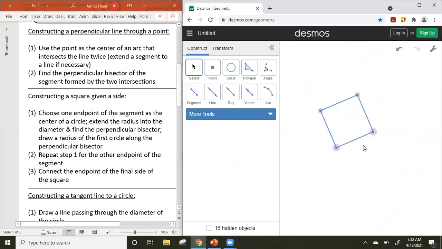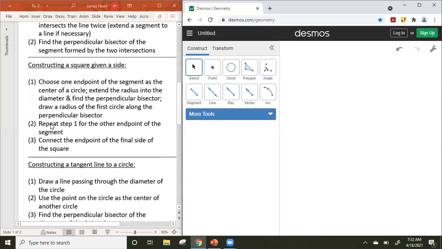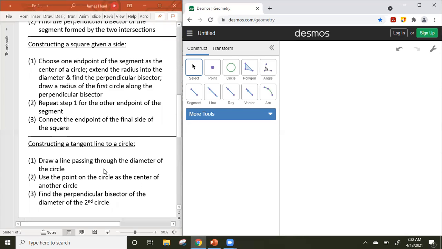For our third one, we're going to shift over to the circles chapter, and we're going to look at how do we actually create a tangent line for a circle. So given some circle, how do we create a tangent line that passes through it? The easiest way to do that is to use the dot that's on the circle as the center of some second one. So let's just create a second one, say there.